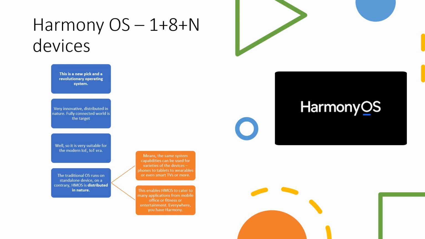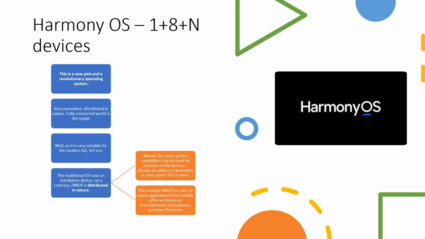Well, we are in the modern IoT era, we are in the connected era, we are in the IoE era. That is Internet of Everything. So this is very much suitable for IoE. The traditional OS runs on a standalone device. But on the contrary, HMOS is distributed in nature. Remember, the traditional operating system runs on a standalone device, but against that default nature, HMOS is going to run in a distributed nature.